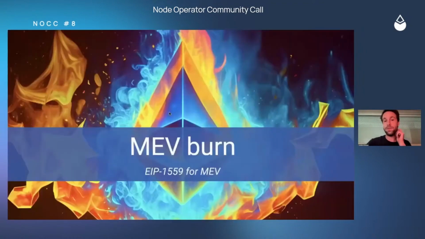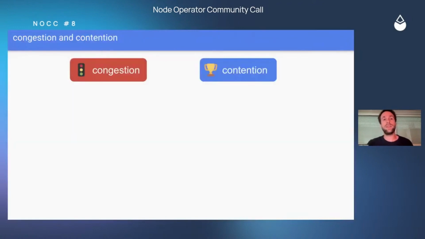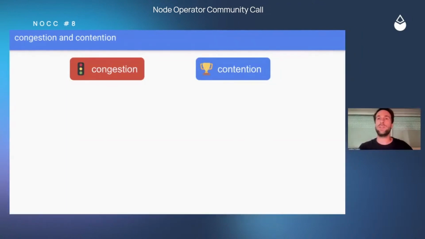So yeah, I'm going to be talking about MEV burn, and the way that I think about it and the way that I try to sell it to the general public is as the equivalent of EIP 1559, but for MEV. So the mental model that I have in mind is that there's two use cases for block space. The first one is inclusion of transactions. So you want your transactions to go on chain and to get confirmed. And then the other one is specifically the ordering of transactions.